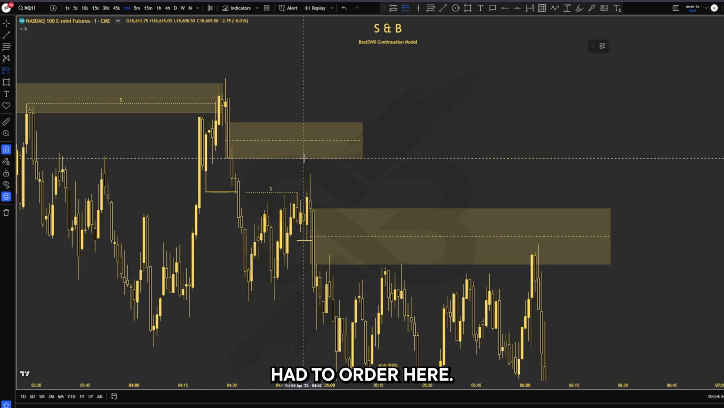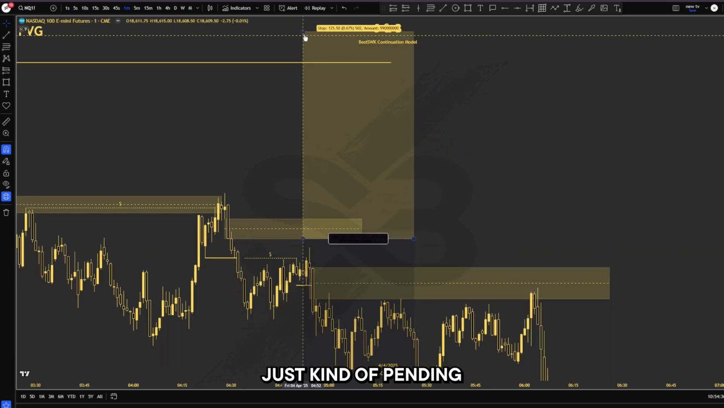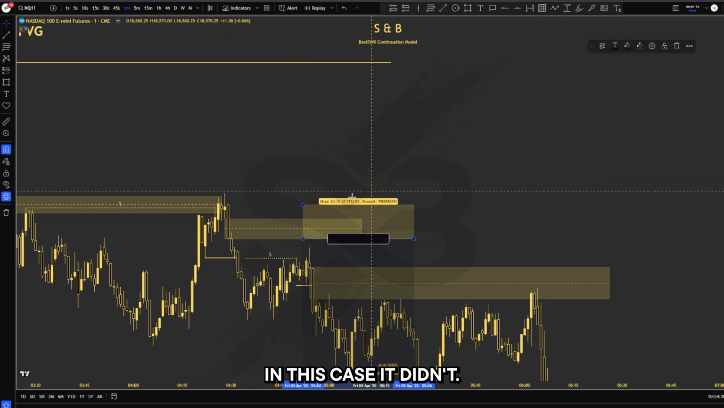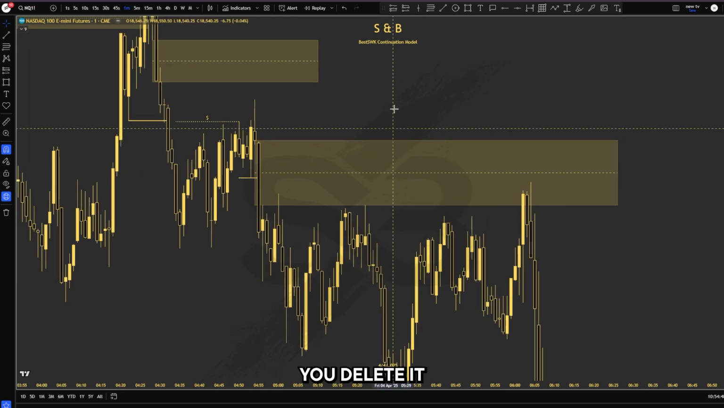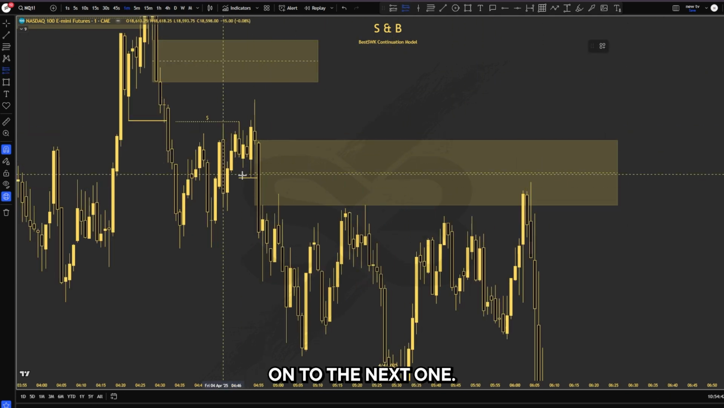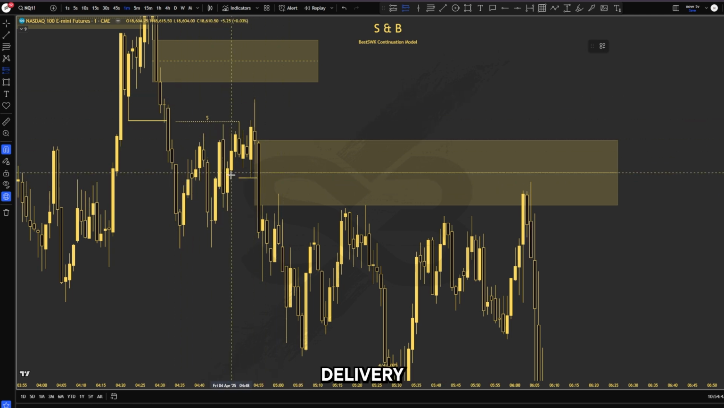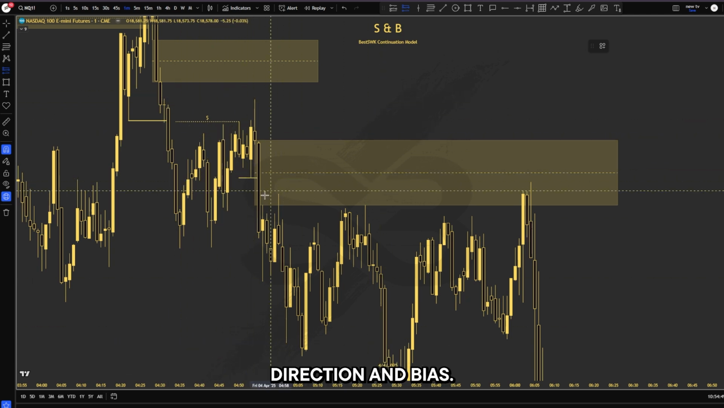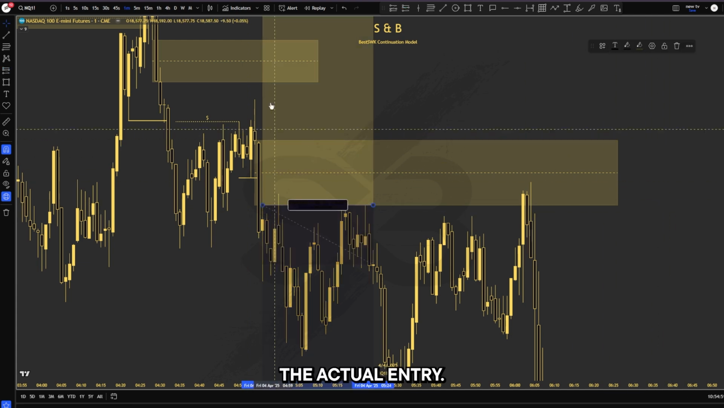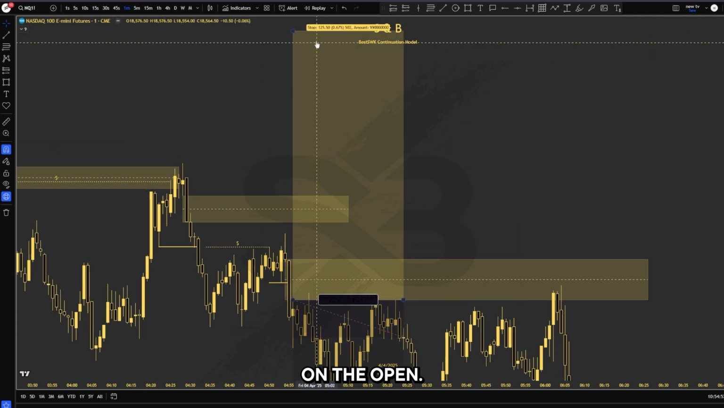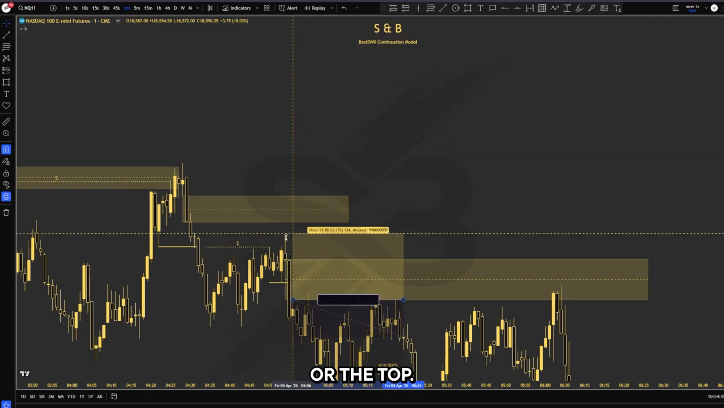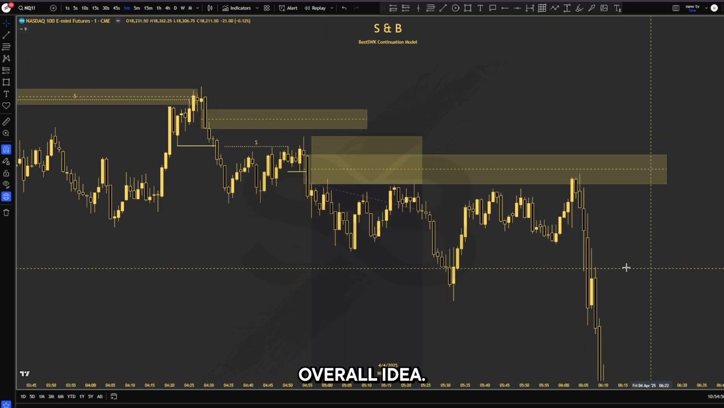So you could have had an order here, just pending, waiting for it to get tagged. In this case, it didn't. So at some point you delete it, and then you move it on to the next one. The next one has liquidity, meaning highs being ran. You have a change in state of delivery, giving you direction and bias, and then you have the fair value gap, giving you the actual entry. You can enter on the open, you can enter in the 50% or the top. It just depends on the overall idea.